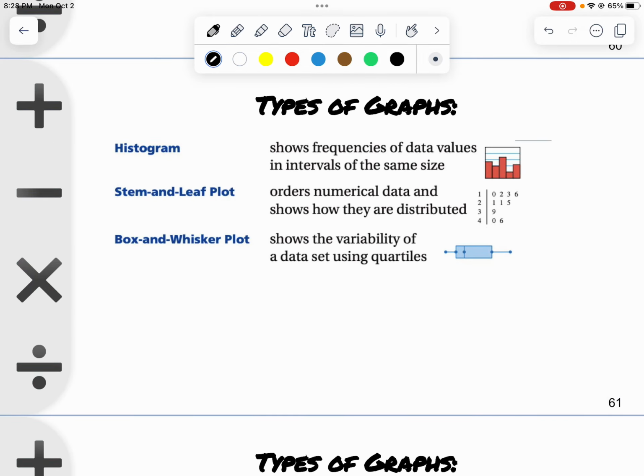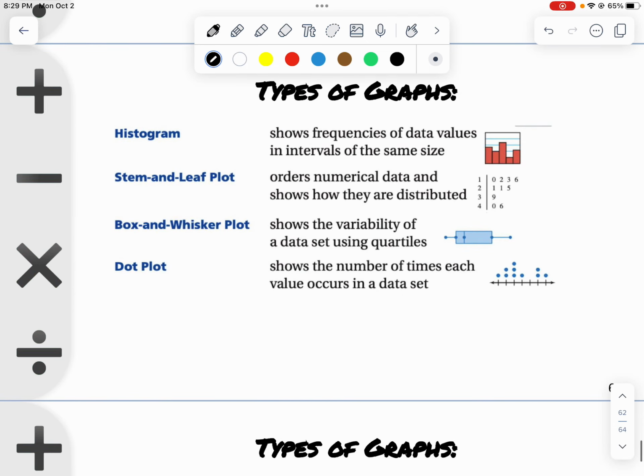Next, a box and whisker plot shows the variability of data using quartiles. So it can show us how spread out it is. We know that each one of these chunks is 25% of the data. So it can show us, oh, look, there's a lot of the data in this chunk. There's not a whole lot in this chunk right there. So it can show us how and where the data is spread. Next, the dot plot.